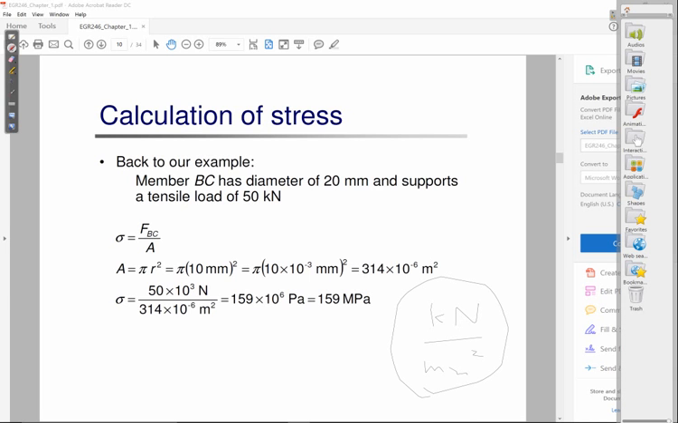You could certainly try and work it out, but it's much easier, right from the start, to convert all your dimensions to meters. So 20 millimeters is 0.02 meters, and I'm going to use that as my diameter. And 50 kilonewtons is 50 times 10 to the third newtons, and I'm going to use that as my force. If you do that, that will give you a result directly in newtons per meter squared, or in pascals. So that's the best thing to do when it comes to calculating your stresses.